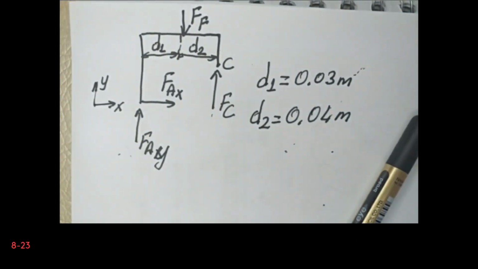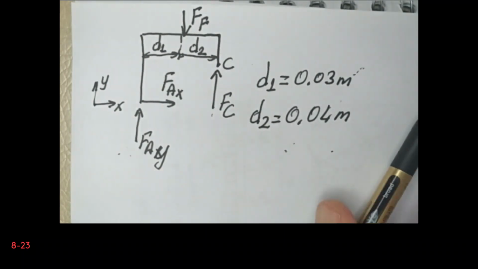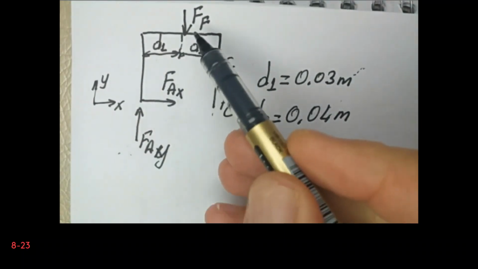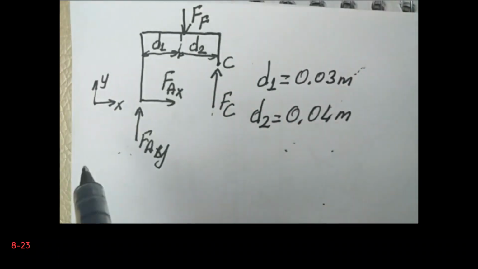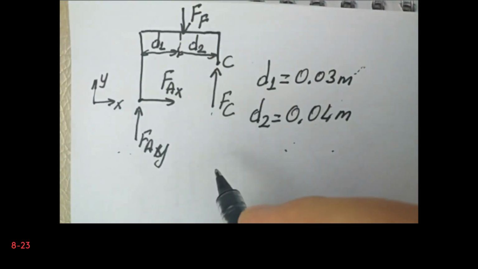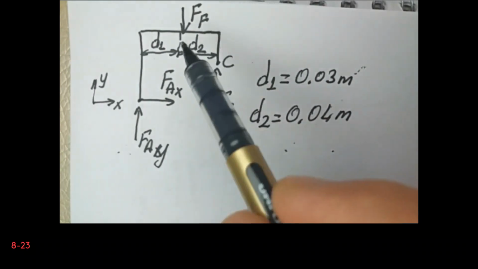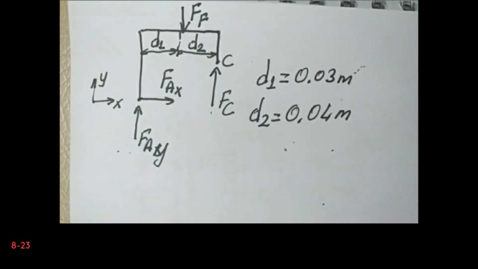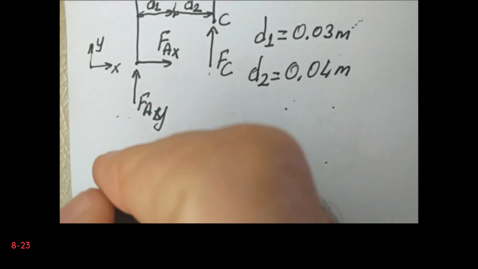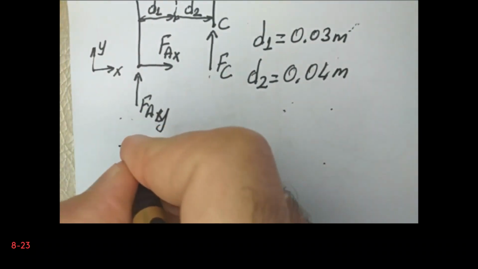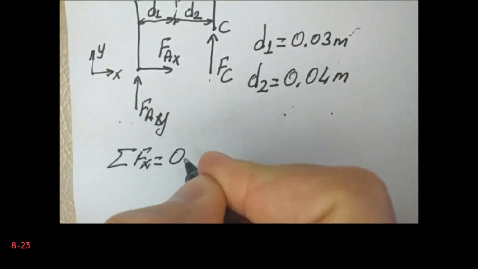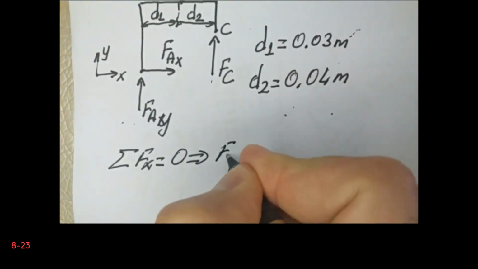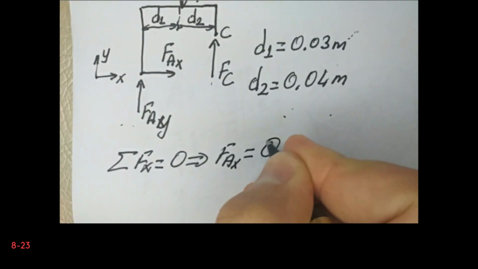Okay, so let's calculate the forces. We have three unknown forces, Fax, Fay and Ff. In fact, I don't have a moment at point A. So what I need to do is write the static equilibrium for this piece. From static equilibrium, if we write the sum of the forces in x direction, we can easily say that Fax is equal to 0, because there is no other force acting on the member.